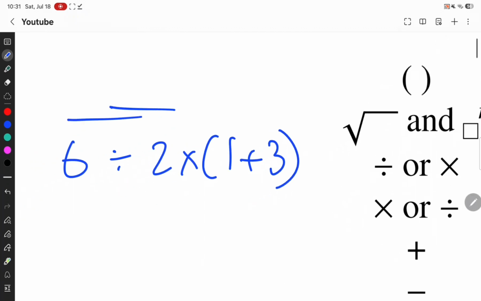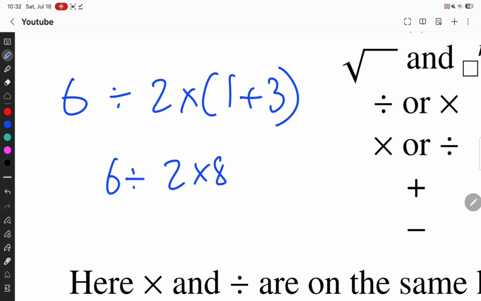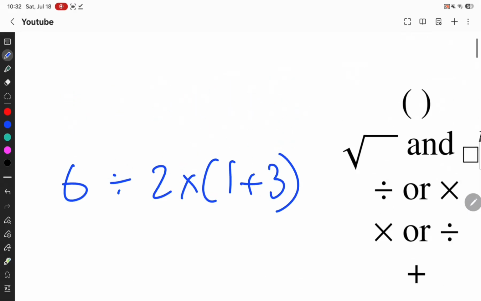We could just go like this, but we could also go like this. If we were to go 6 divided by 2 times 2 times 3, that gives 6. No, this is completely wrong. We didn't do the brackets. What about 6 divided by 2 times 8? If we did this, okay, this is good. But if we did not do the brackets first, then everything would be wrong.